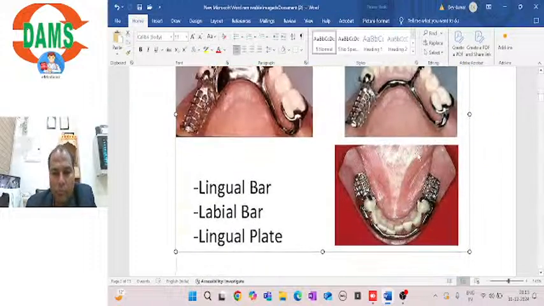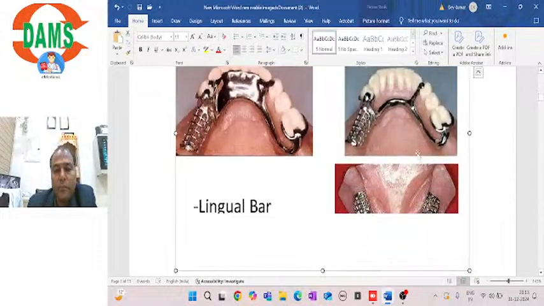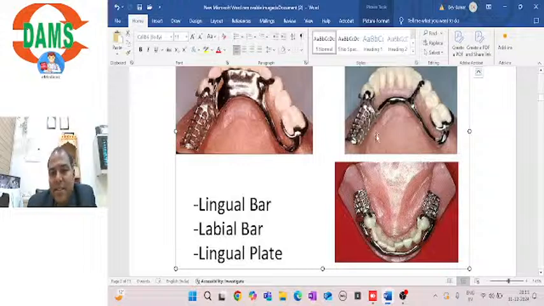Third, just see the pictures. You can see a lingual bar in this picture. Why? Because it is the most versatile mandibular major connector, which can be given in tooth supported cast partial dentures, and you require at least 8 mm space: 3 mm from the gingival margin and 4 to 5 mm should be the width of the lingual bar.